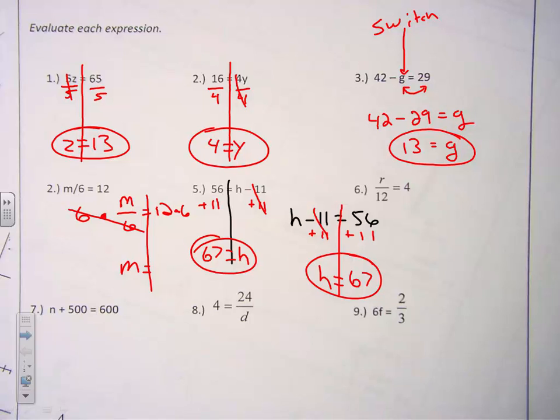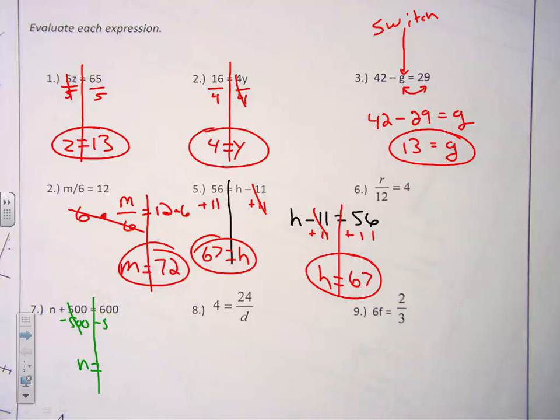12 times 6, 6 times 10. I'm breaking it up in my head. 6 times 10 is 60. 6 times 2 is 12. 60 and 12, 72. Number 7, nothing to it. So we're adding 500. We want to get n by itself, so we subtract 500.